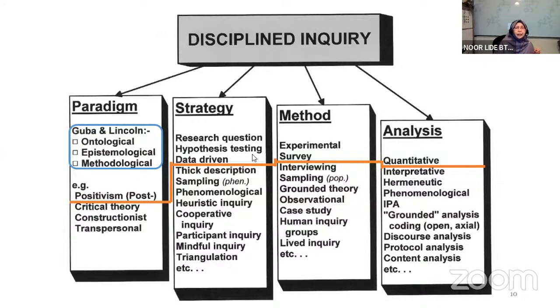Positivism is data driven. We have hypothesis testing sometimes, and the method for data collection can be a survey or experiments, and the analysis is usually quantitative. Okay, so critical theory and constructivism are more about thick description, the ideas of what participants have to say, and so on and so forth.